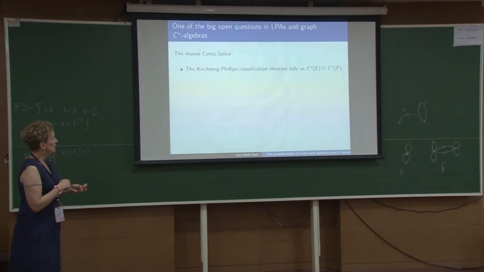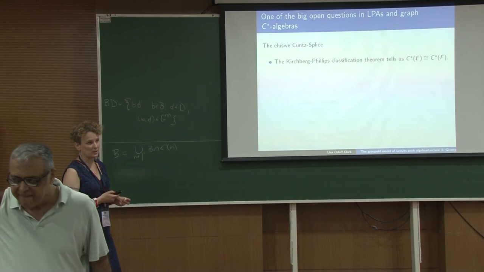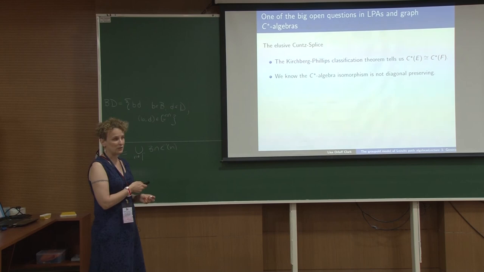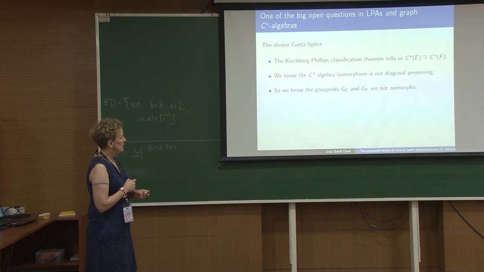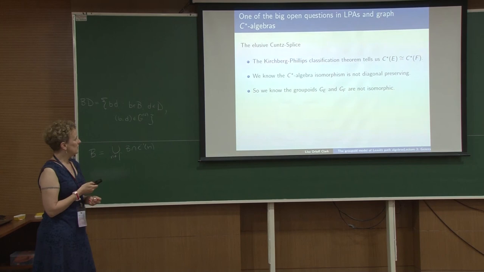So, there's this thing I talked about the other day. There's a big classification theorem of C-star algebras that tells us those two C-star algebras are isomorphic. And in fact, we know the C-star algebra isomorphism here is not diagonal preserving. We know that. And so we know the groupoids of these two are not isomorphic, which is good, because I spent some time at one point trying to prove they were isomorphic, and I could not come up with anything. So in fact, they're not, these theorems tell us.